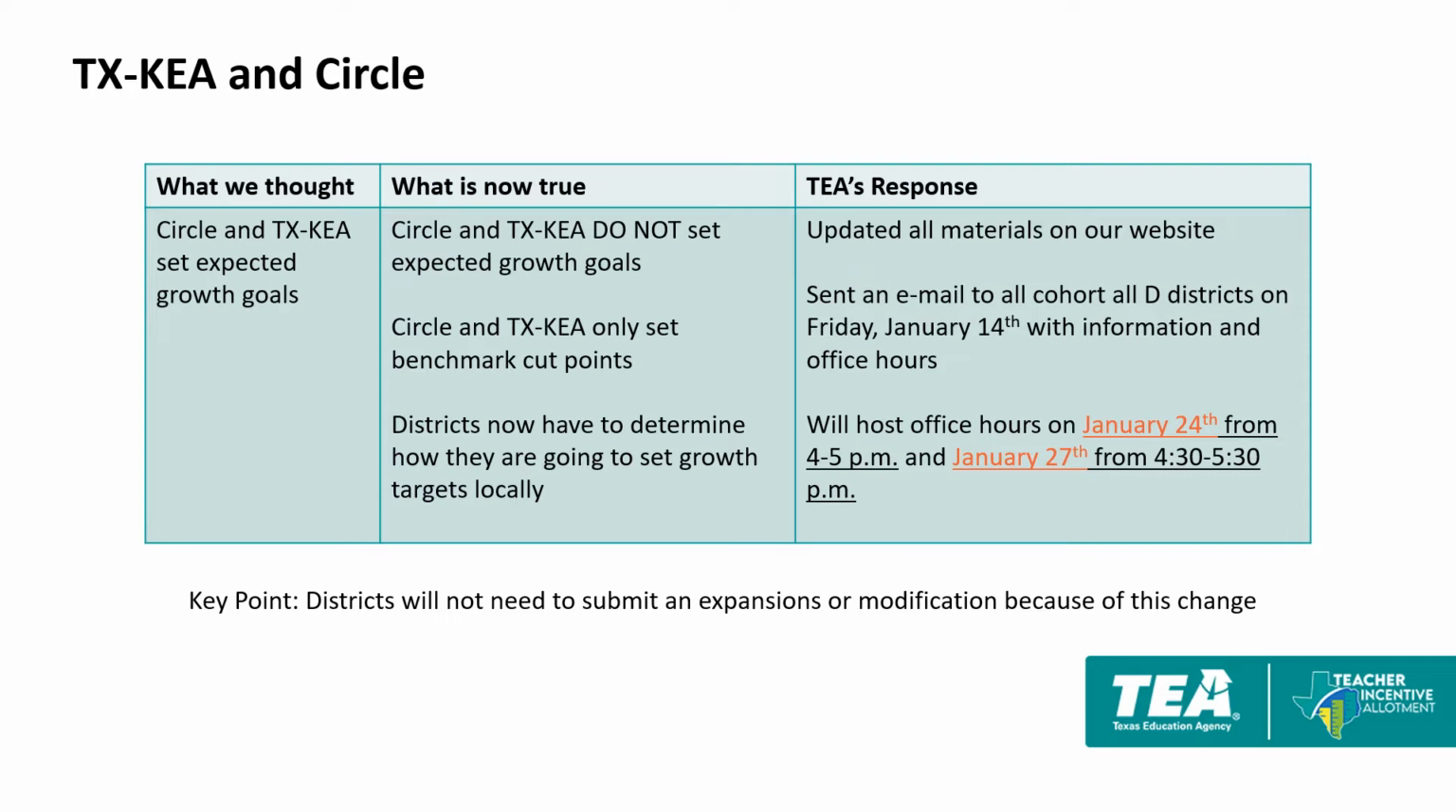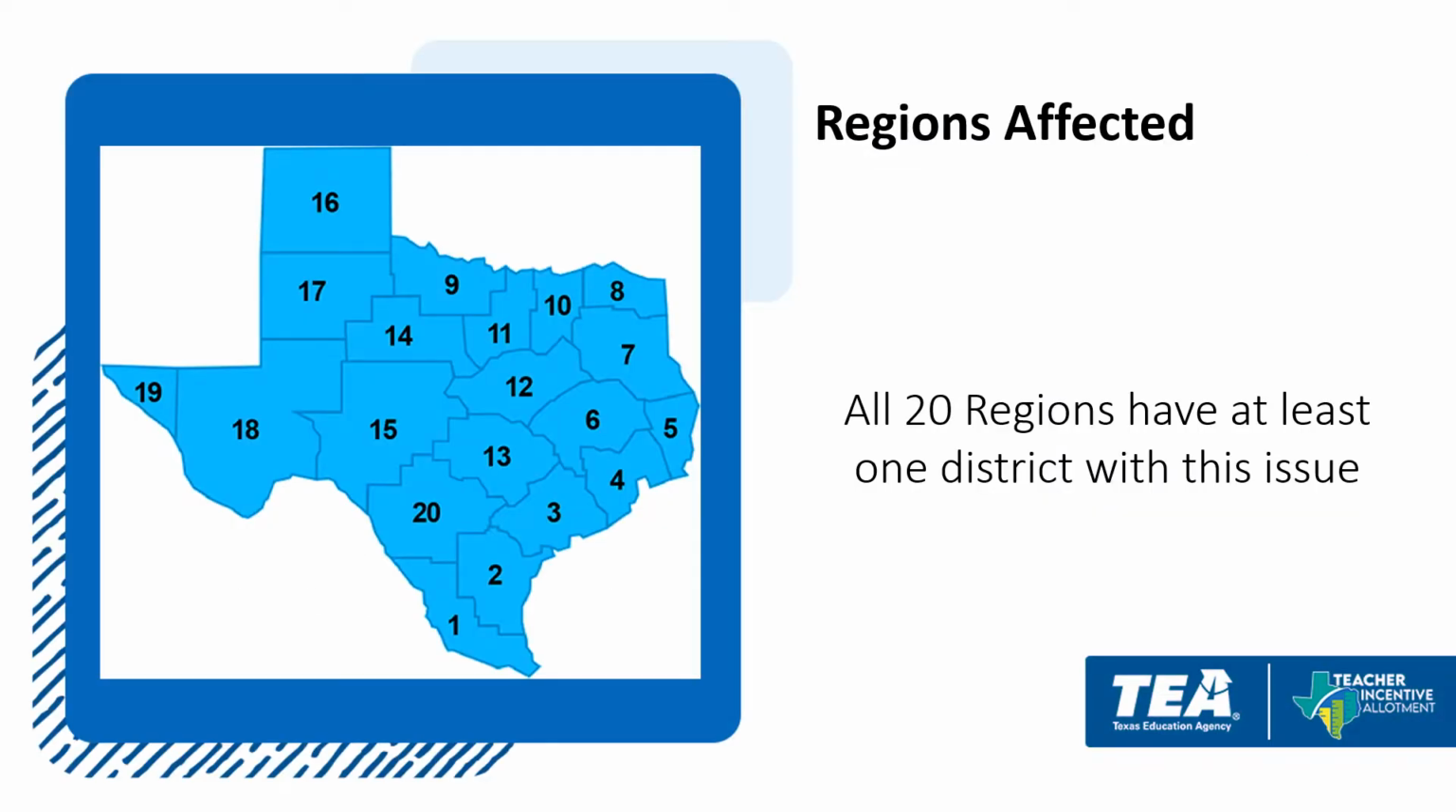It is our hope that this response will be helpful to districts to be able to address the additional task of setting expected growth targets locally, a task that districts now have to undertake, even though at the time of their application they did not expect to have to do so. This issue affects districts all around the state from all 20 regions.